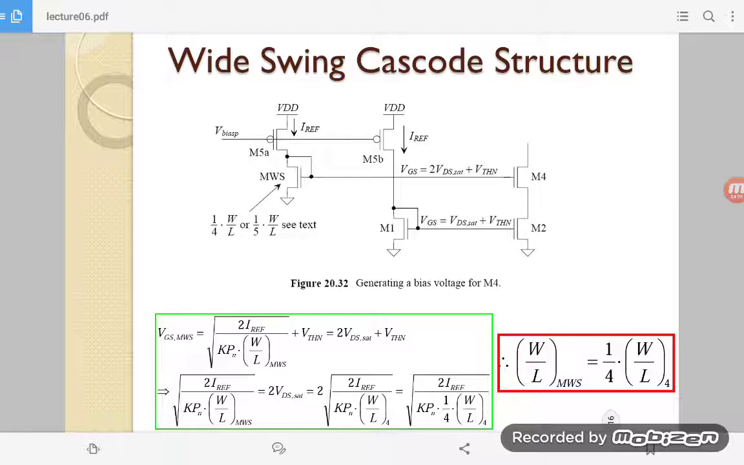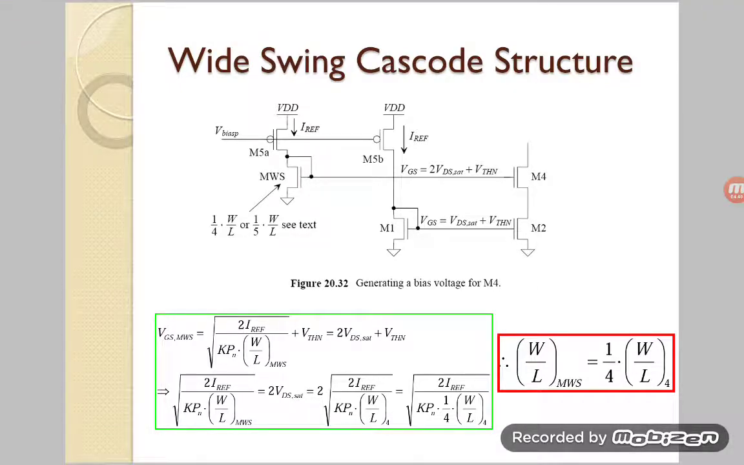If you look at this equation, what is the VGS expression for a MOSFET? For this MWS MOSFET, it should be simply VDSat plus threshold voltage. But that VDSat of this MWS should be square root of 2 IREF over KPN times W over L of MWS. That's what you're writing over here, and that VGS value should somehow equal 2 VDSat plus threshold voltage. This is our target. So for what combination of W over L of this MWS MOSFET will create this kind of relationship?